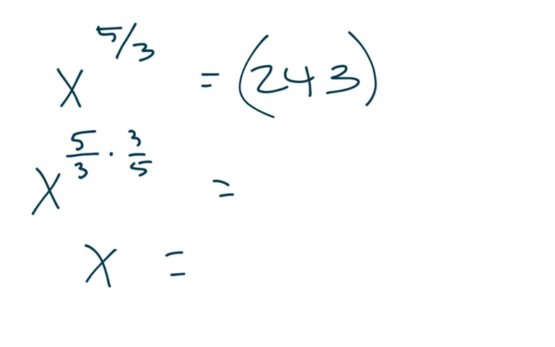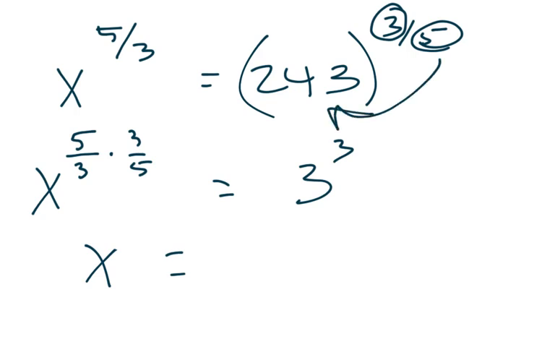Yep. And so taking this to the 3/5 power. Now remember, 3/5 power means cube it, take the 5th root. Well, I happen to know that the 5th root of 243 is 3. 3 times 3 is 9, times 3 is 27, times 3 is 81, times 3 is 243. So this is simply 3 to the 3rd power, because the 5th root of 243 is 3.